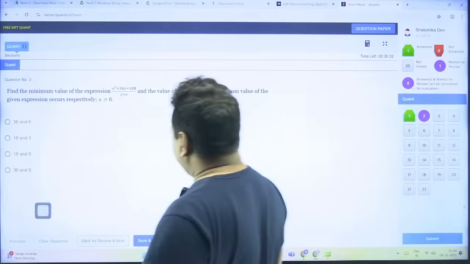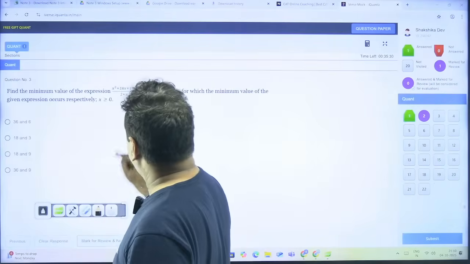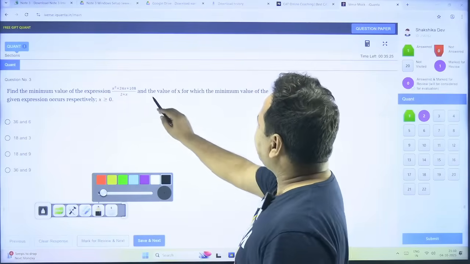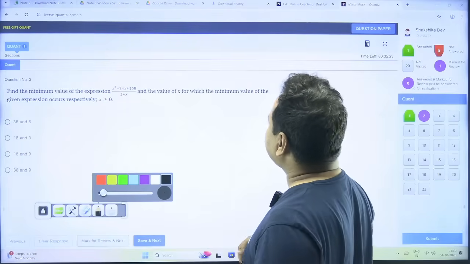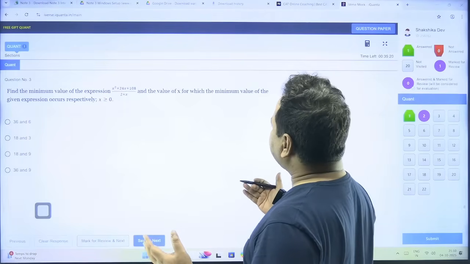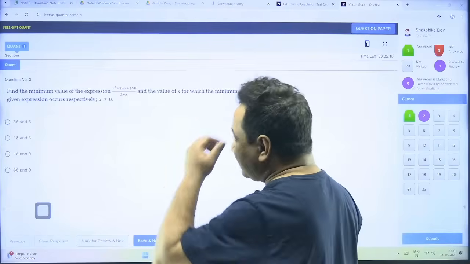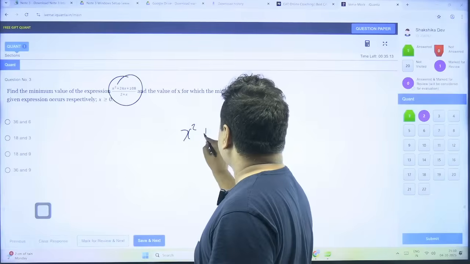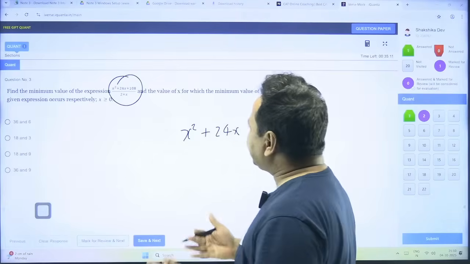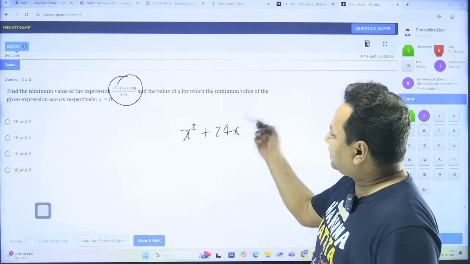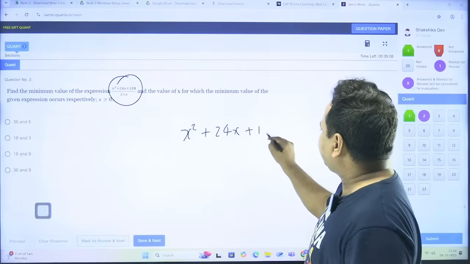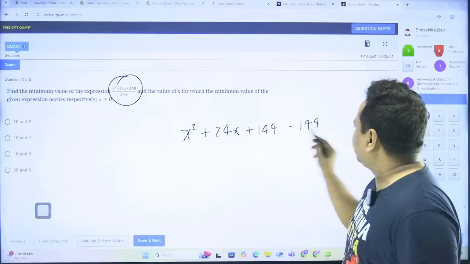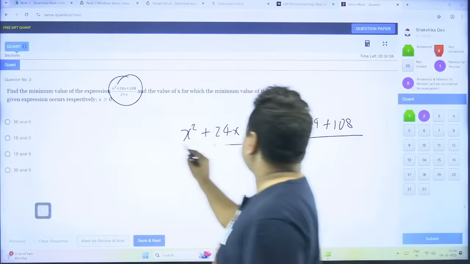Here it says, for the expression x square plus 24x plus 108 upon 2 plus x, for the value of x for which the minimum value of the expression, okay, x is positive, minimize. x square plus 24x, I love perfect squares, right? So 24, half is 12, square is 144, let's add 144 and subtract 144 as well, so that things get balanced, plus 108 is what I have, whole upon x plus 2.